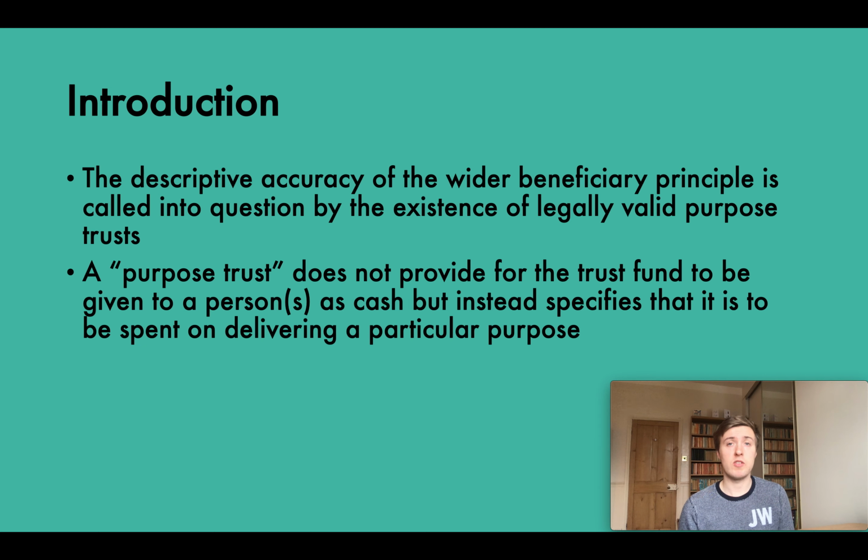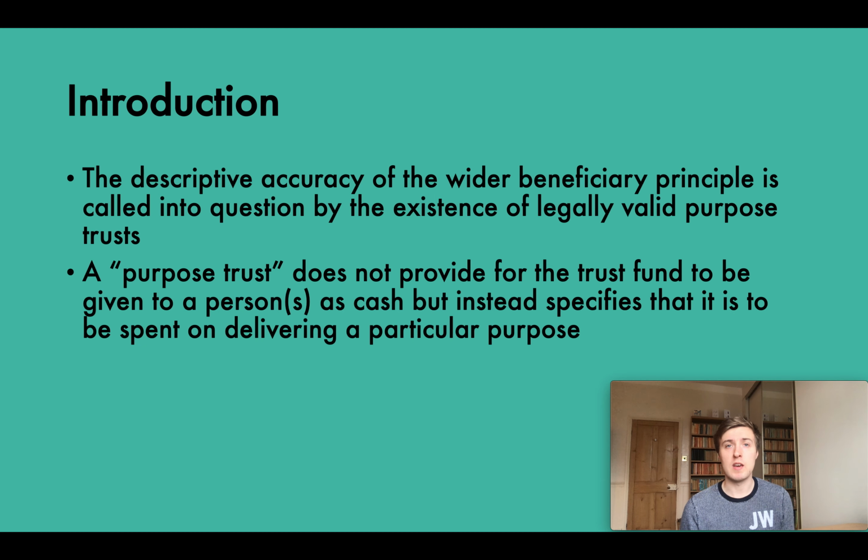And purpose trusts appear to lack a beneficiary on either definition of the term, and therefore appear to contradict both versions of the beneficiary principle, as I talked about in the last video. When a trust is aimed at the fulfillment of a particular purpose, there is no equitable owner of the trust property. In other words, there is no individual who can wind up the trust and take absolute ownership of the funds via Saunders v Vautier, and therefore there is also nobody with a proprietary interest in the property.